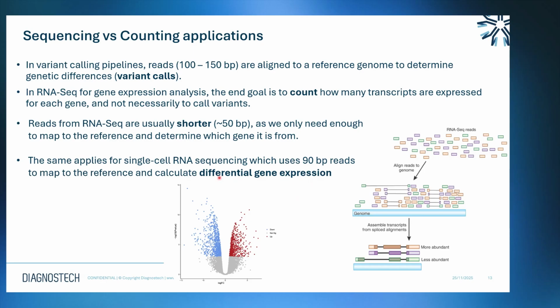And typically this is expressed as a volcano plot, which you can see at the bottom here, showing upregulated and downregulated genes between two different samples.